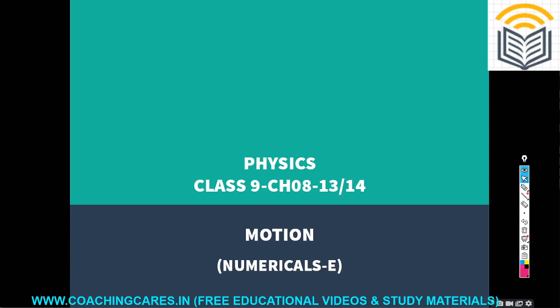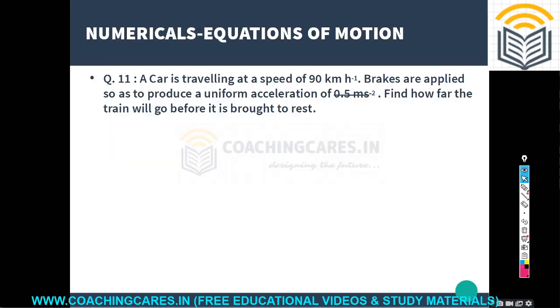In this lesson, we are going to study some numericals. Let us take this first numerical. A car is traveling at a speed of 90 km per hour. Brakes are applied so as to produce a uniform acceleration of 0.5 meter per second. Find how far the car will go before it is brought to rest.